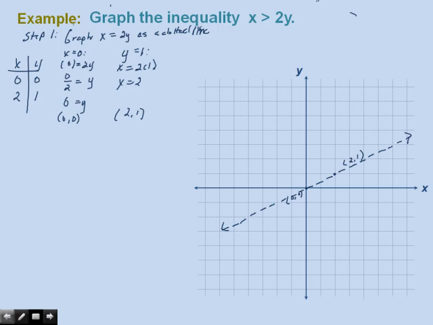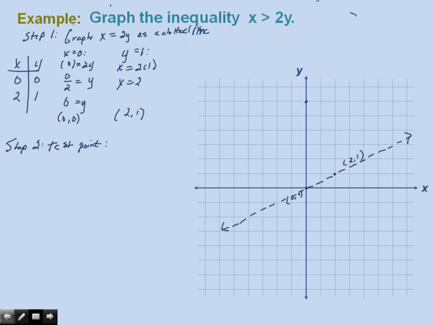Now for step 2, we're going to pick a test point. And remember what we said about our test point, it can't be on the boundary line. Since we already know that 0, 0 is on our boundary line, we can't use that point this time. So we can pick any other point on the graph as long as it's not on the boundary line. And the easiest way to do this is just to pick a point that is pretty far from the boundary line so that you're absolutely sure it's not on the line.